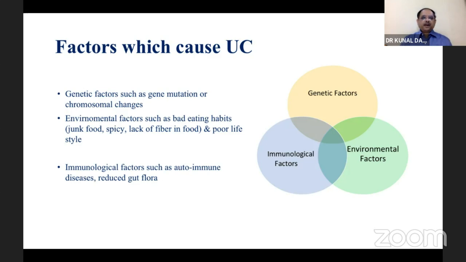There are certain environmental factors such as bad eating habits, junk food, spicy food, lack of fiber in food, or poor lifestyle. They cannot cause ulcerative colitis, but in a patient of ulcerative colitis, they can make them symptomatic. There are also immunological factors, such as association with other autoimmune diseases like PSC or thyroid disease or even diabetes. There may also be a change or reduction in gut flora. These days, there have been a lot of studies on the microbiome of the colon, which may be one of the factors in causing ulcerative colitis.